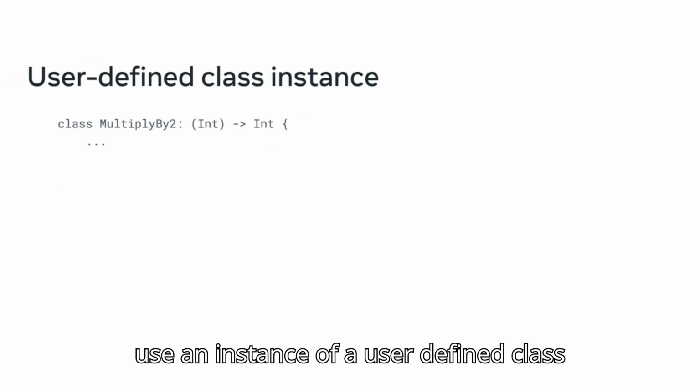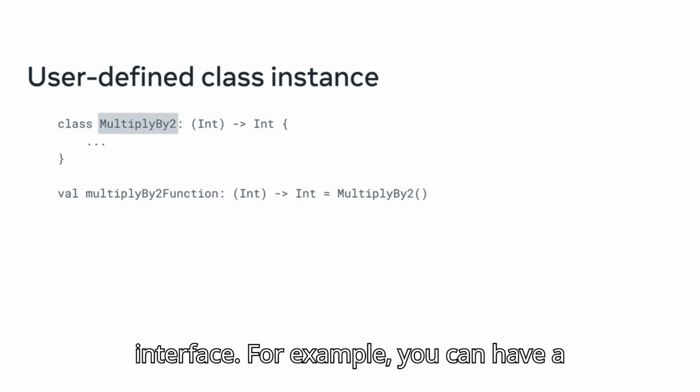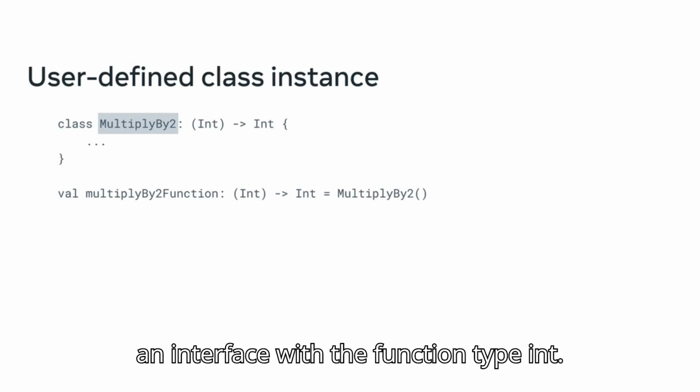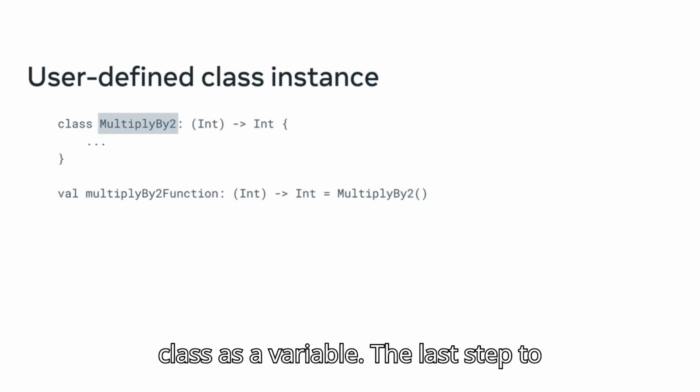Alternatively, you can use an instance of a user-defined class that implements a function type as an interface. For example, you can have a class MultiplyBy2 that implements an interface with the function type (Int) -> Int. You can then store the instance of the class as a variable.